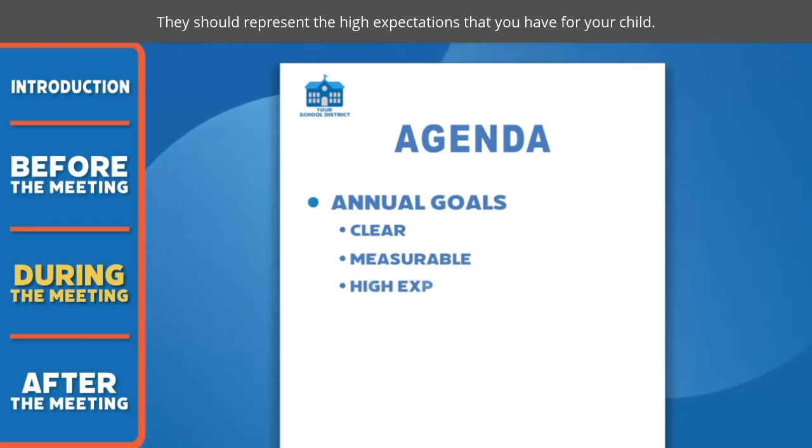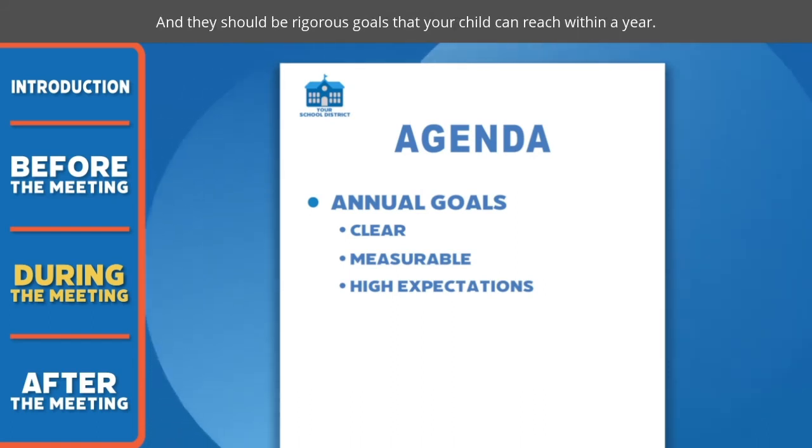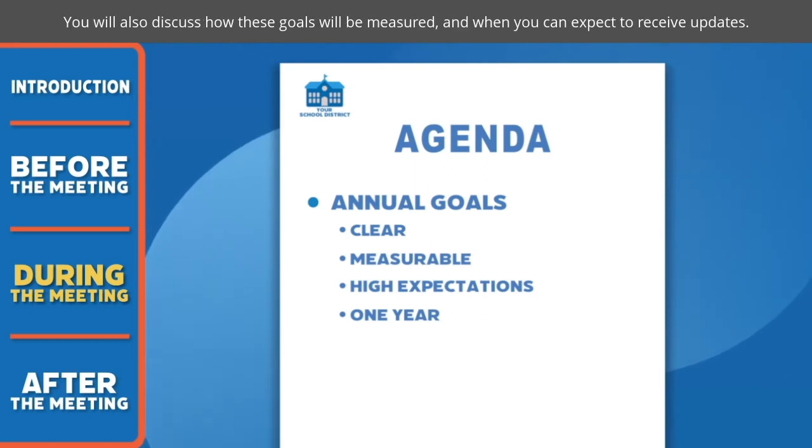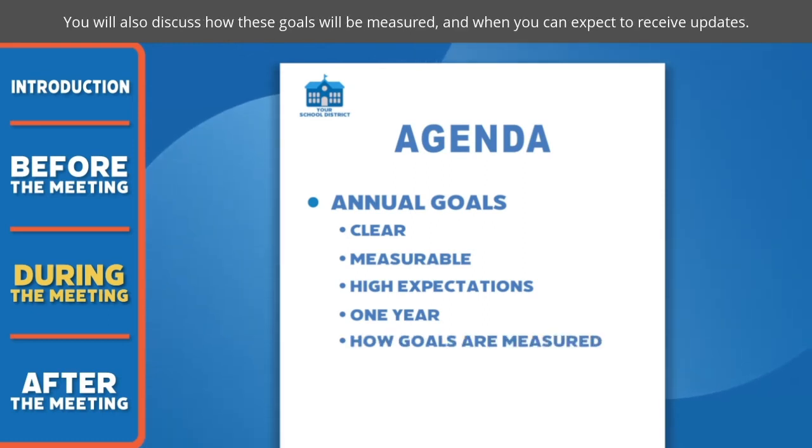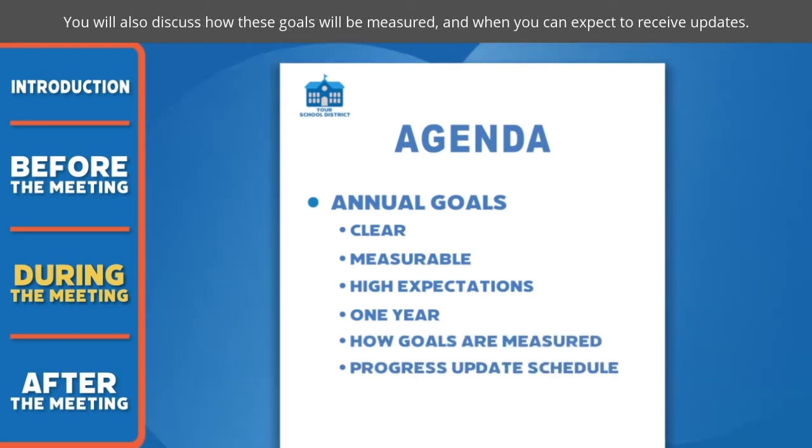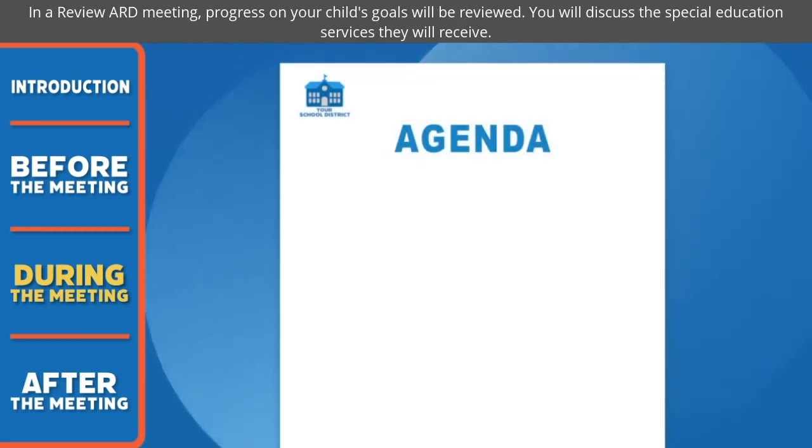These goals should be clear and measurable, so you can tell if your child is making progress towards them. They should represent the high expectations that you have for your child. And they should be rigorous goals that your child can reach within a year. You will also discuss how these goals will be measured and when you can expect to receive updates. In a review ARD meeting, progress on your child's goals will be reviewed.